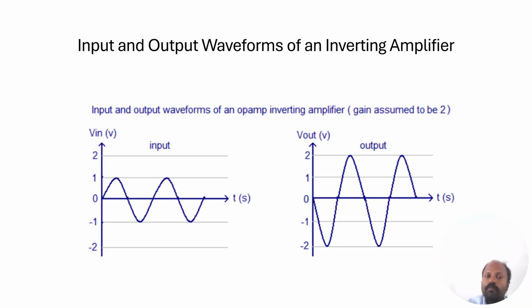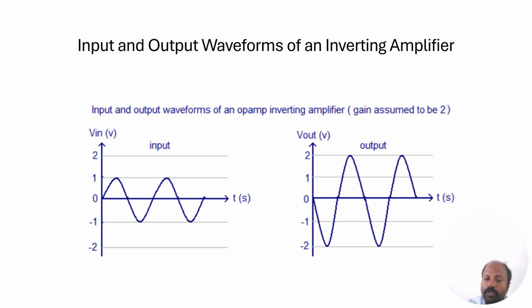This is a waveform of the input and output of an inverting amplifier. Here we have given the input as a sine wave of 1 volt, that is 2 volt peak to peak. We are assuming our gain to be 2. So when the input is 2 volt peak to peak, multiplying we get 2 into 2, which is 4. In this case our output will be from minus 2 to plus 2, that is 4 volt peak to peak.